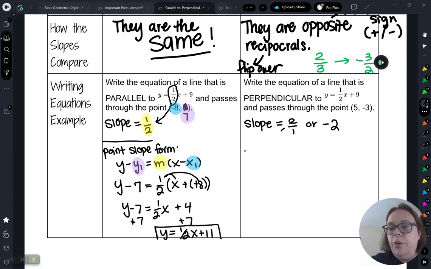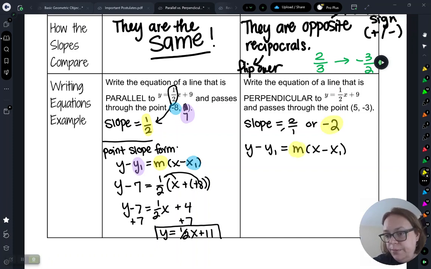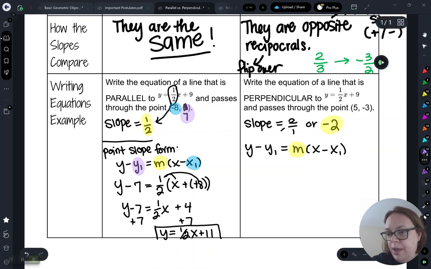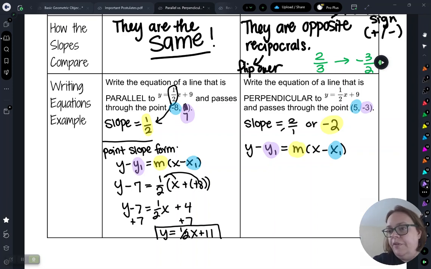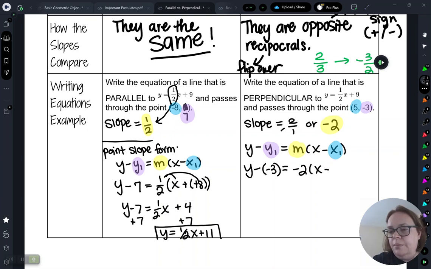Okay, then I'm going to use that point-slope form again with my new point and my new slope. So my slope was the -2, not the 1/2 this time. My x1 was 5, and my y1 is -3. Okay, we're going to substitute those three things and then rearrange it, simplify it a bit. Okay, y minus -3 equals -2 times x minus 5. Okay, so substituted everything in.